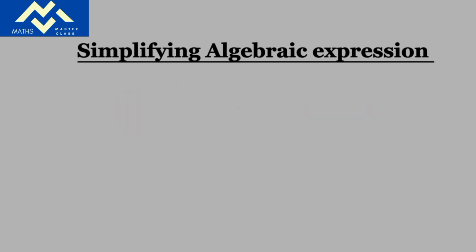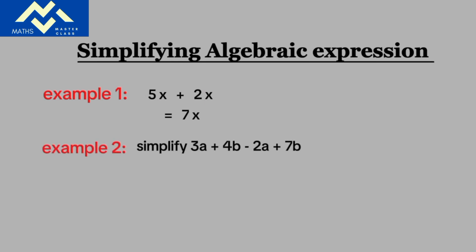Let's solve some examples. Example 1, 5x plus 2x. Here, the terms are like terms, so we simply add the coefficients. This gives us 7x. Example 2, simplify 3a plus 4b minus 2a plus 7b.